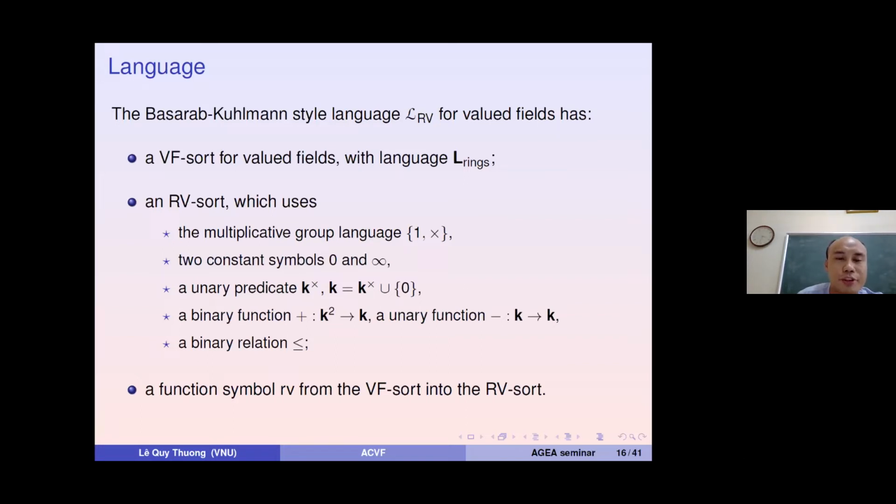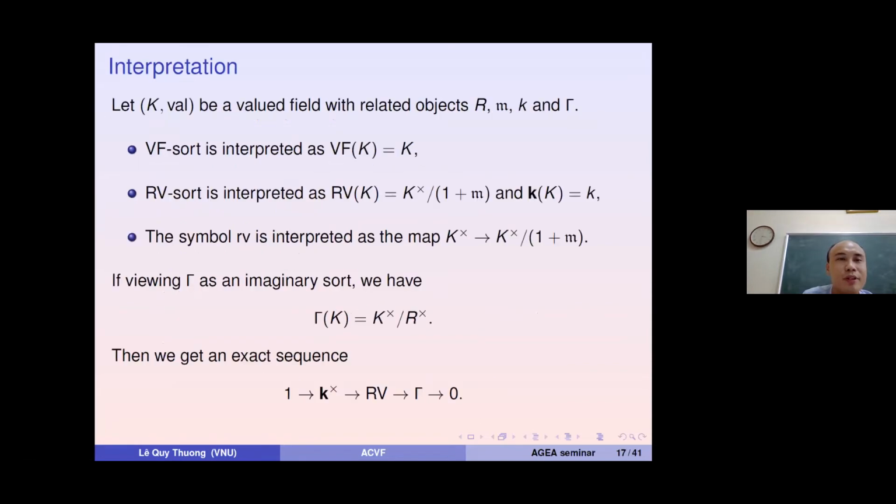A binary function denoted by addition, and unary function subtraction, and binary relation. And we also use the function symbols RV to mention the relation from VF sort and RV sort. And this language is of Basarab Pullman style. So now we have some interpretation.